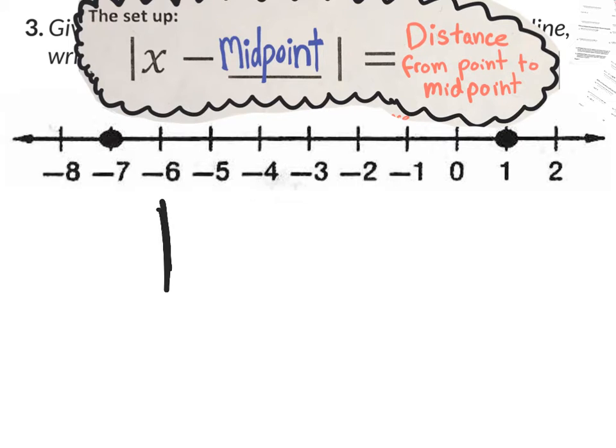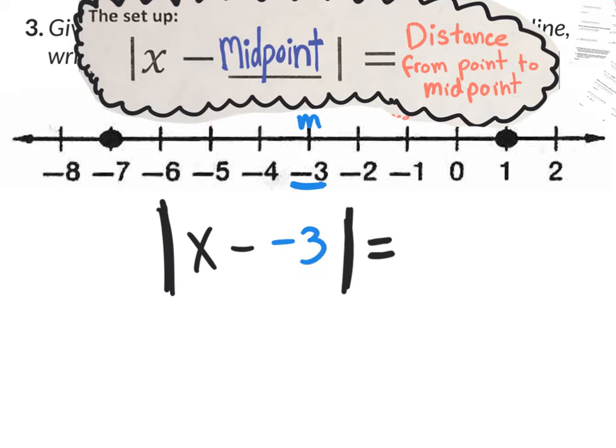Let's write down absolute value of x minus blank spot, close the absolute value, equals blank spot. So of course we need to determine the number that belongs in here, and what's that number going to be? -3. That's the midpoint, right? If you count 1, 2, 3, 4, 1, 2, 3, 4, you'll be at the midpoint, -3. So this guy, that's our midpoint. I'm going to put an M right there. Anyway, we plug in a -3 right in there.